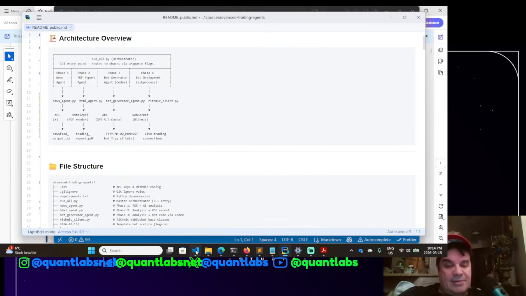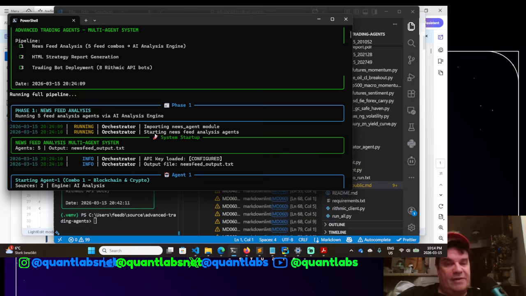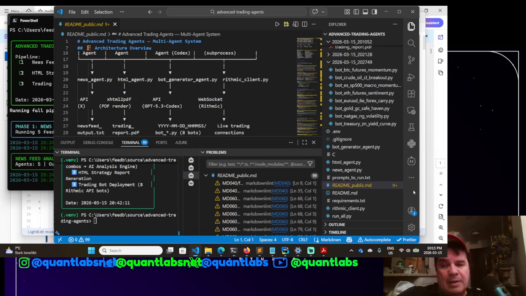So again, coming back to VS Code, we've got a way to run everything, run all in Python, and these are the bots that get created based upon the latest batch of news. Let me show you the output of this, starting at the top here. If I run the run all, it'll go through those phases. Now it's using agents.